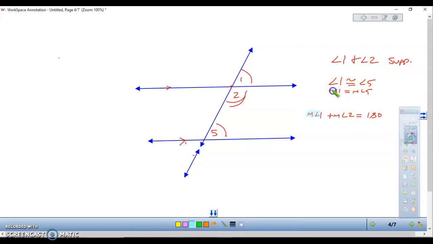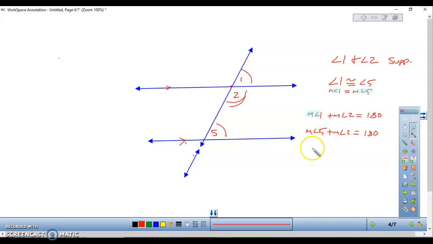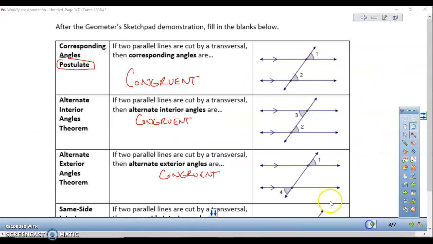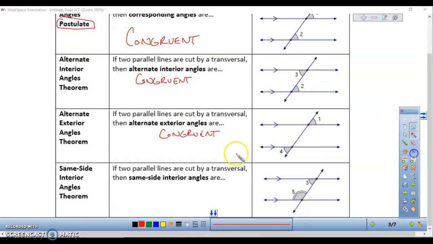So what I can do is substitute. Instead of the measure of angle 1 here, I could put the measure of angle 5 in its place. And what that means is that angle 5 and angle 2, if their measures add to 180, they must be supplementary to each other. And angles 5 and 2 are same side interior angles. So I was able to very informally deduce that in this case, when parallel lines are cut by a transversal, same side interior angles are supplementary. And I'm out of time, and we'll do the examples together in the next video.